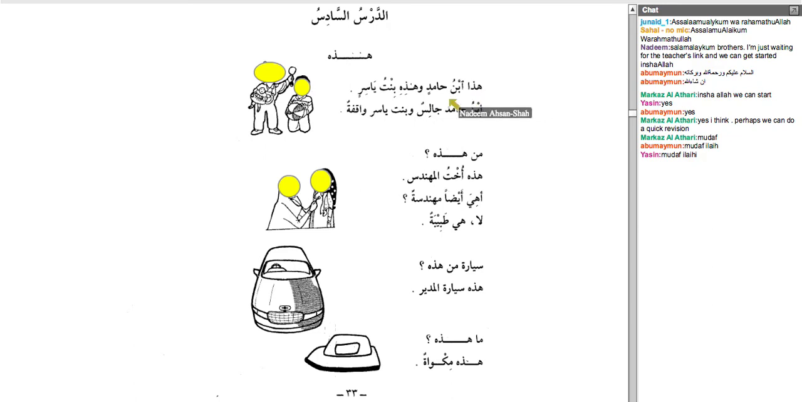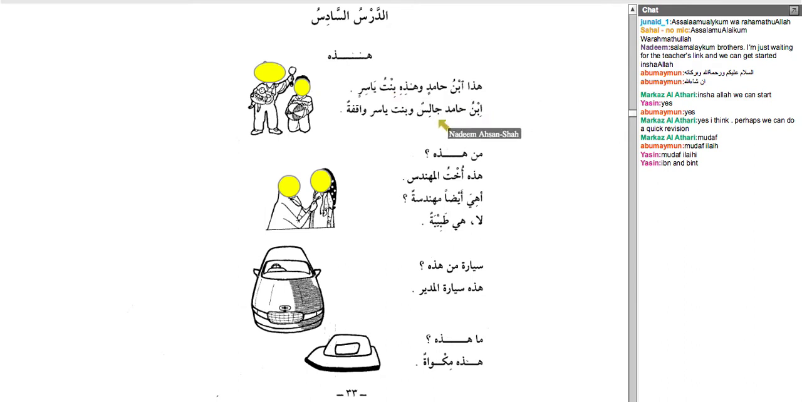So, is the topic of discussion in this sentence Hamid and Yasir, or is it speaking about Hamid's son, Ibn Hamid, and Yasir's daughter, Bintu Yasir? Is the topic here Hamid and Yasir, or is it the Ibn and the Bint? Ahsan Yasin, it is the Ibn and the Bint. And the reason why Hamid and Yasir have been mentioned is to identify which Ibn, identify which Bint.